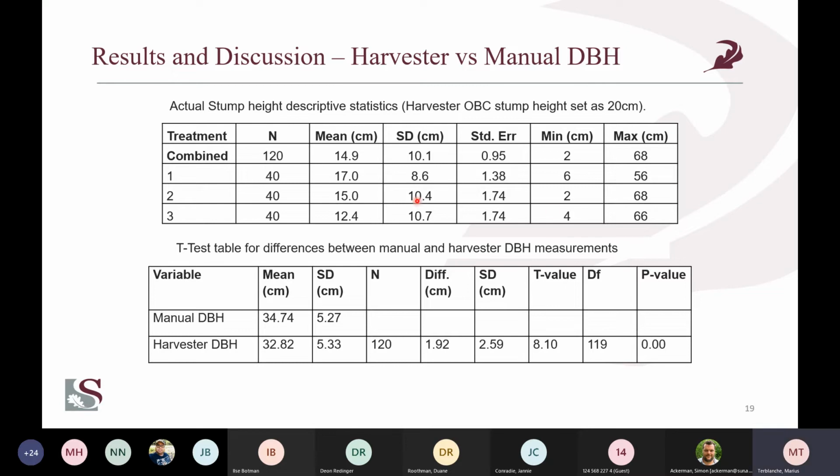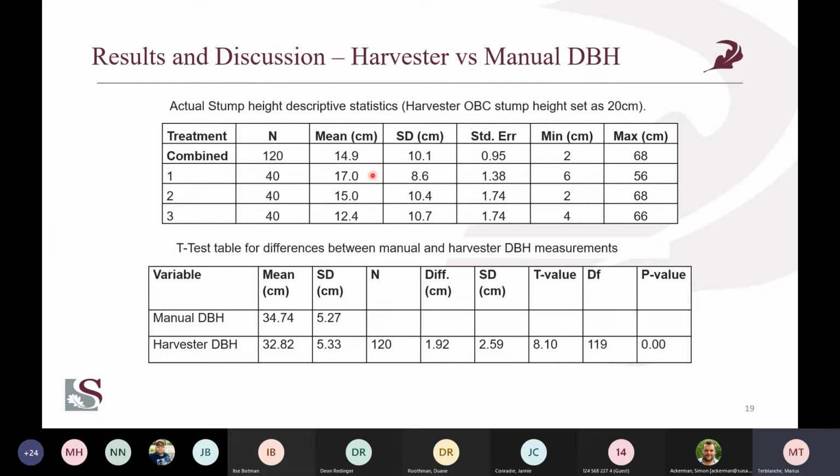This just quickly shows the actual stump heights measured in field versus what the harvester thinks stump heights are. So on the harvester's computer, stump height is set at 20 centimeters, whereas in-field measurements showed that the actual stump height was quite a bit lower. And this then obviously influences the harvester's DBH measurement.